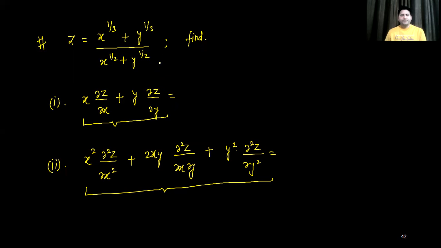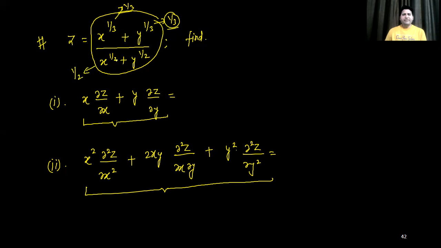Let us see how. The first thing we need to check is whether the function is homogeneous or not. You can see the degree of the first term is 1 upon 3. This is also 1 upon 3. That is, both the terms have the same degree. That is, the numerator is a homogeneous function. The numerator is a homogeneous function. The same for the denominator.